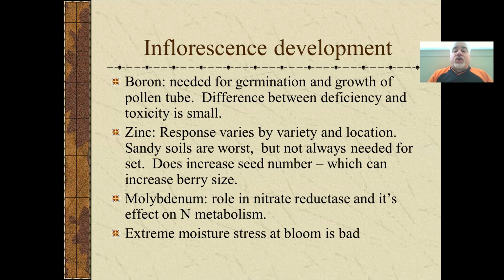Boron is needed for germination and growth of the pollen tube. Boron is hugely important in flower and fruit development. And as I think I've mentioned already in this class, the difference between having too little boron, deficiency, and too much boron, toxicity, is a small margin. You've got to be accurate with your available boron that is appropriate for your crop. Zinc response varies by variety and location. Sandy soils are the worst, as you might expect. Sandy soils are the worst for everything when it comes to holding on to nutrients.